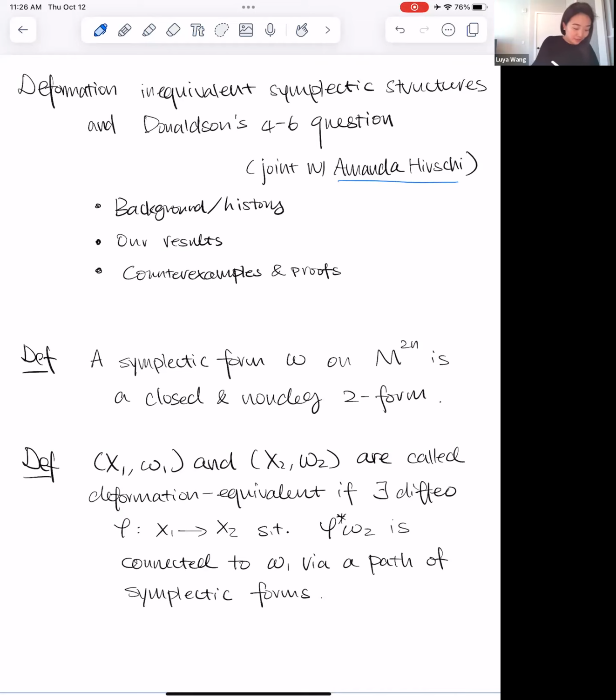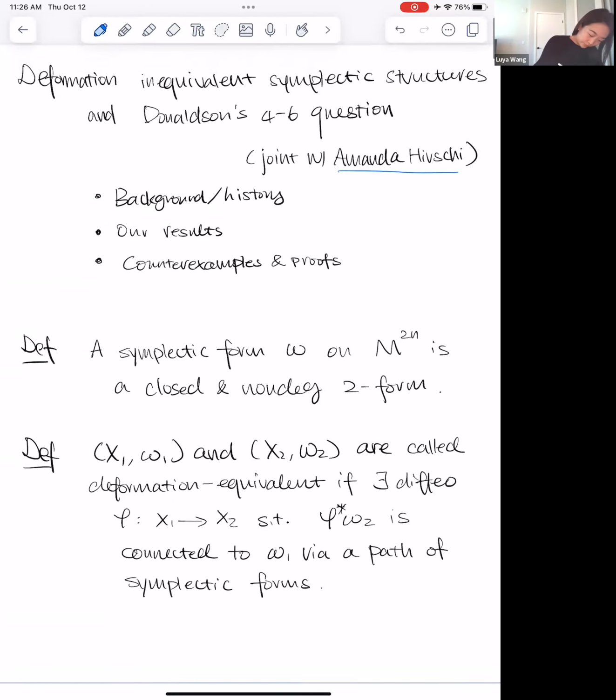I guess the outline of the talk: I will first give you some background and history related to this question and symplectic structures. Then I'll tell you about our results. Then I'll give you the counterexamples we use and allude to the proof.